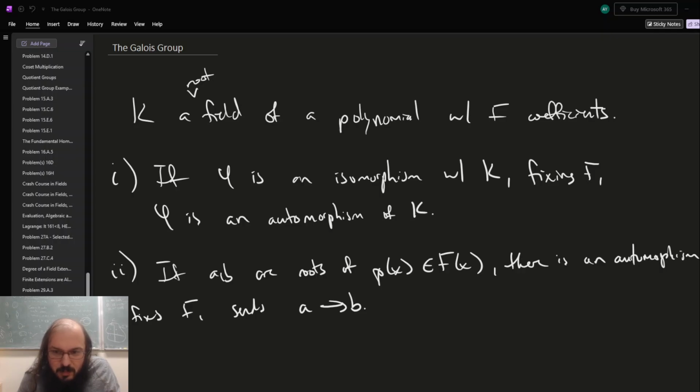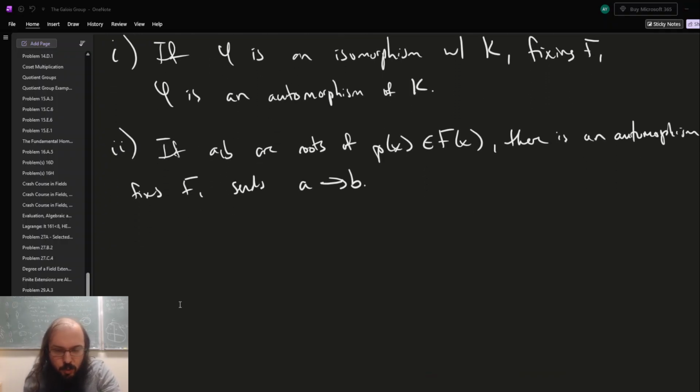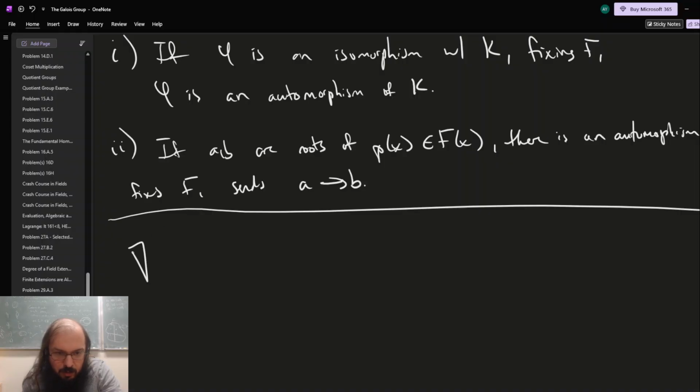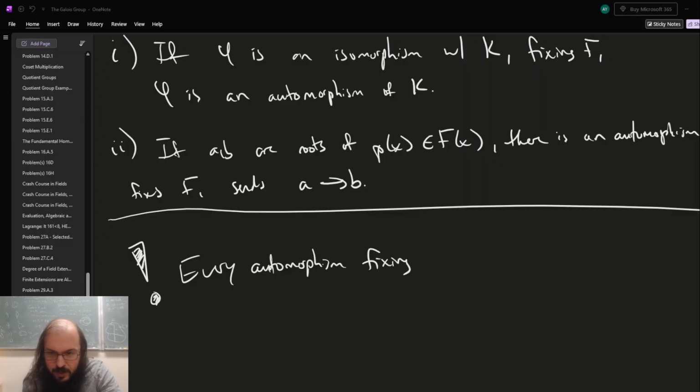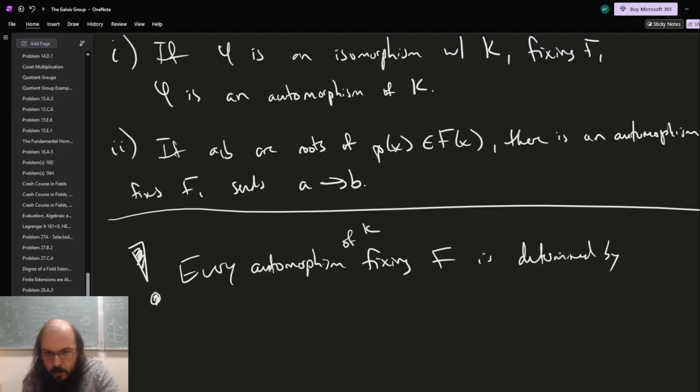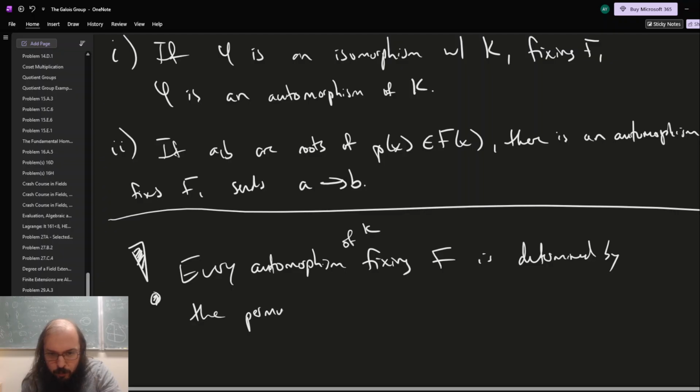I'm sorry. The upshot of the discussion last time, which I sort of exclaimed as critically important, I'll exclaim it again, is that when we are dealing with these root fields, every automorphism of K to be precise, but that which fixes F, is determined by the permutation of the roots.